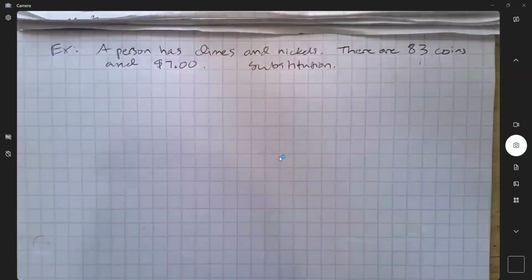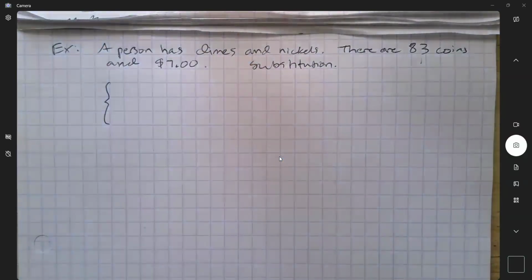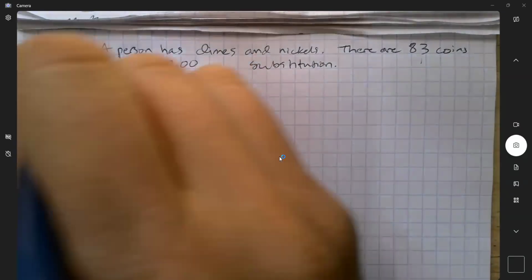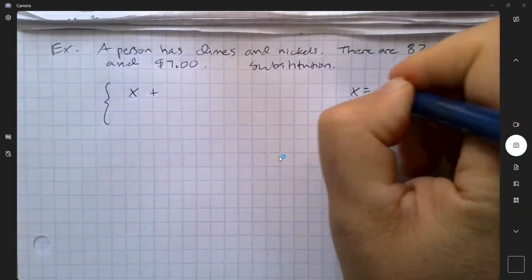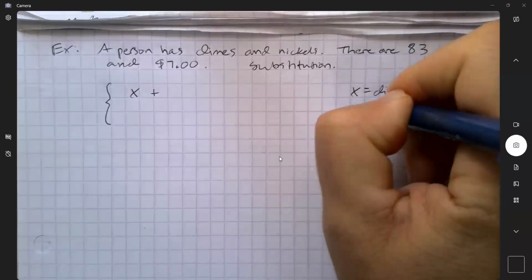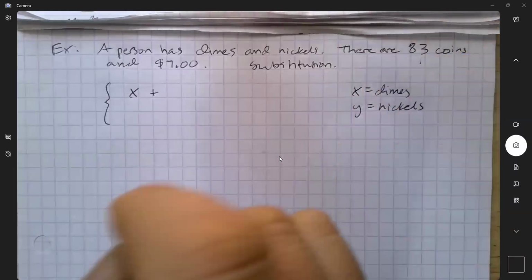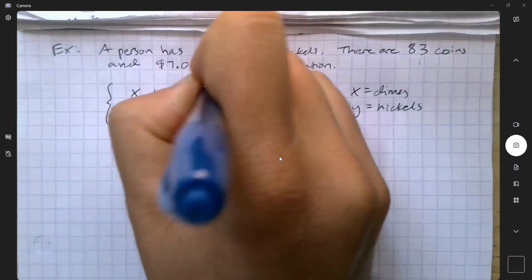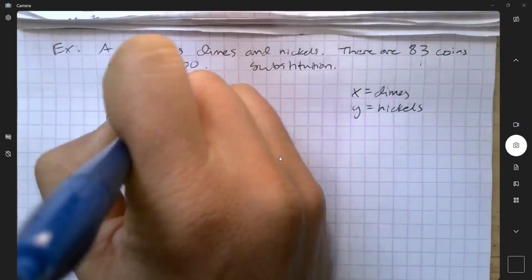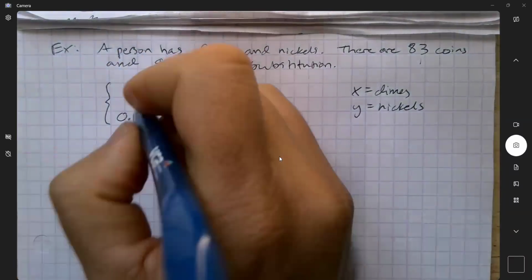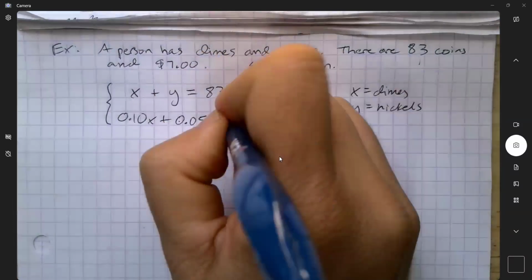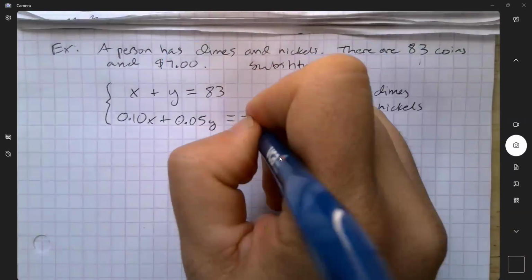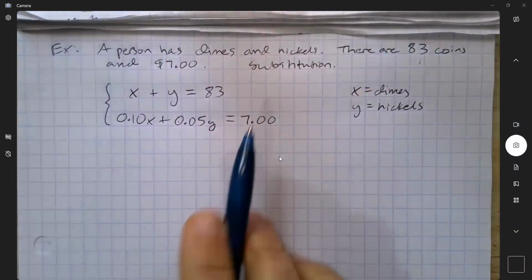And no matter what method we use, the first thing we need to do is probably convert it to the symbolic system of equations. Dimes and nickels: I'm going to let x equal dimes and y equal nickels. So x plus y should equal 83. A dime is worth 10 cents, so 0.1x, and a nickel is worth 5 cents, so 0.05y equals 7.00, or 7, right? $7.